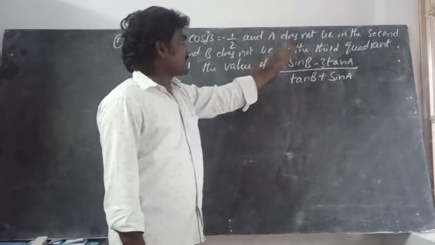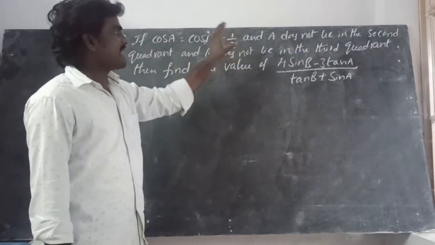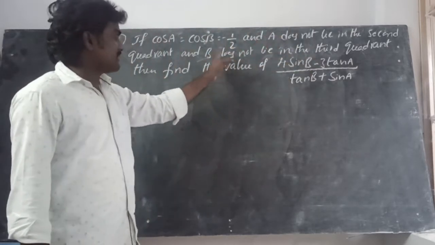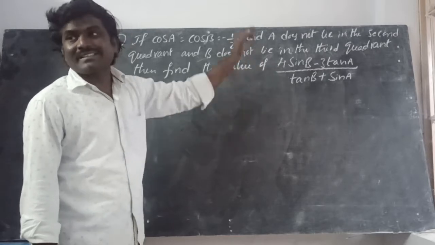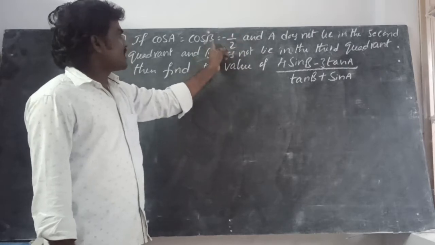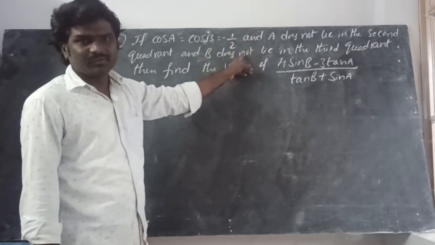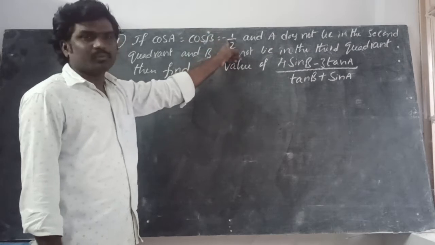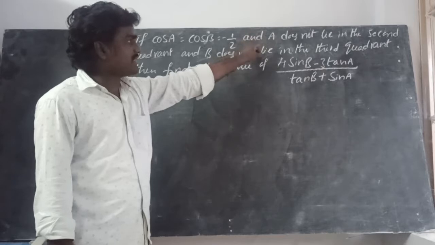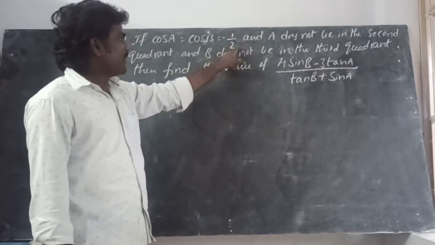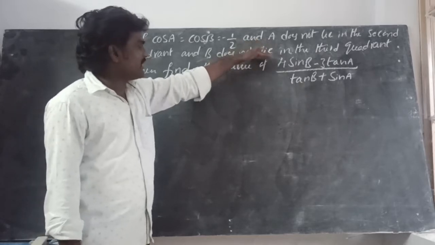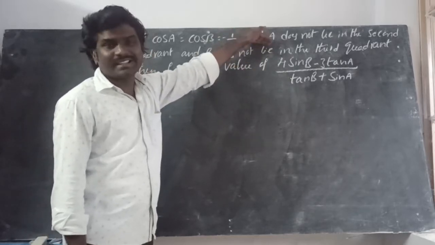Here they say that A does not lie in the second quadrant. That means A lies in the third quadrant. Next, B does not lie in the third quadrant, so it is in the second quadrant. Here cos A is equal to how much? Minus 1 by 2. Cos B is equal to how much? Minus 1 by 2. So the cos is negative. Cos A is negative, that means A is not in the second quadrant, it is in the third quadrant. Cos B is equal to minus 1 by 2. The cos is negative in the second and third, but here they have given that it is not in the third quadrant, that is, it is in the second quadrant.